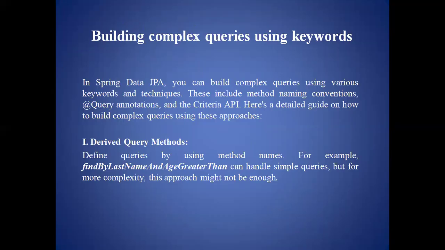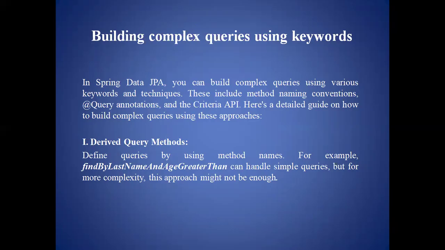So in this video, we learn about building a complex query using keywords, and how we are going to do that. In Spring Data JPA, you can build a complex query using various keywords and techniques. These include the method naming convention, the @Query annotation, and the Criteria API. There is a detailed guide on how to build a complex query using these approaches.